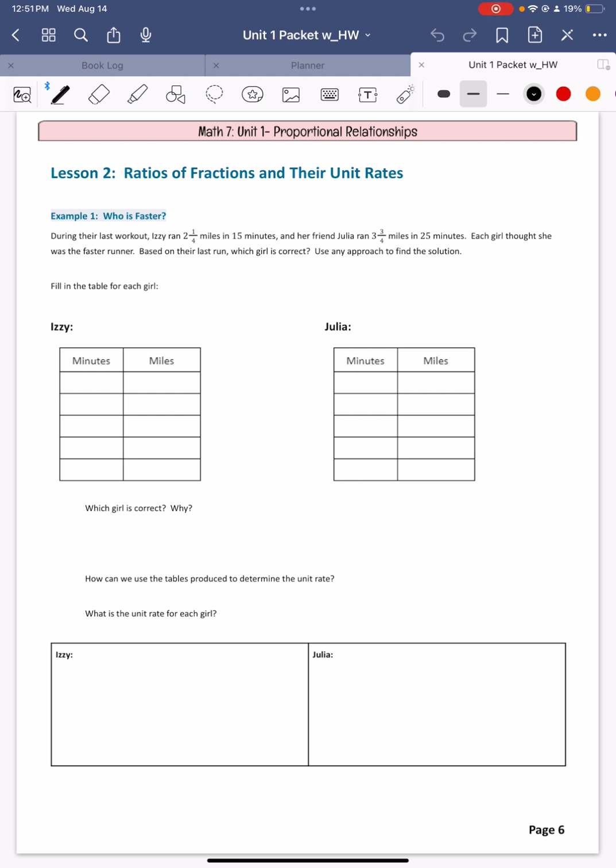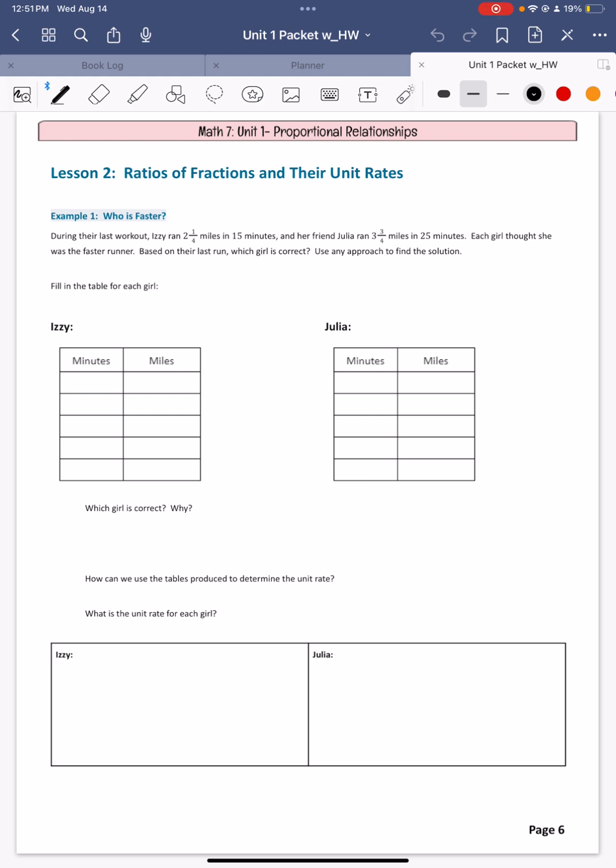So the first question is asking us who is faster. It says, during their last workout, Izzy ran 2.25 miles in 15 minutes, and her friend Julia ran 3.75 miles in 25 minutes. Each girl thought she was the fastest runner. Based on their last run, which girl is correct? Use any approach to find our solution.